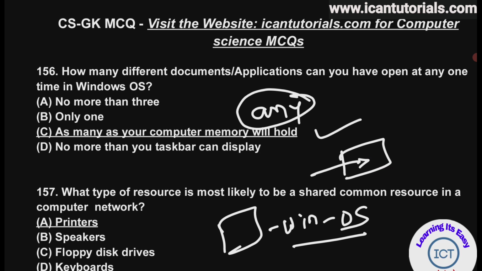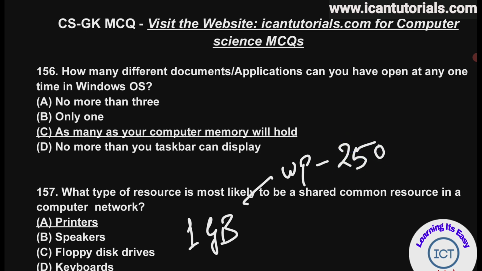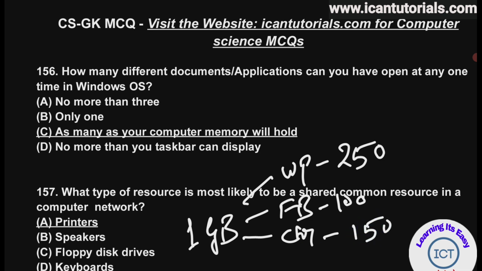Suppose the memory is 1 GB, for example. I open WhatsApp in my laptop, it takes around 250 MB. Again I open my Facebook, it takes around 100 MB. So 250 plus 100, totally 350 MB. Then again I open, suppose, Google Chrome, it takes around 150 MB. Totally 250 plus 100 plus 150, so 500 MB of memory is over.